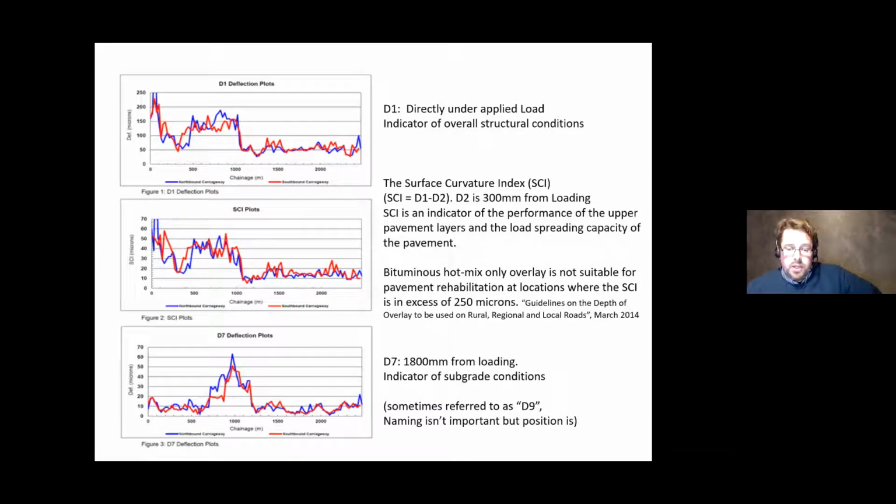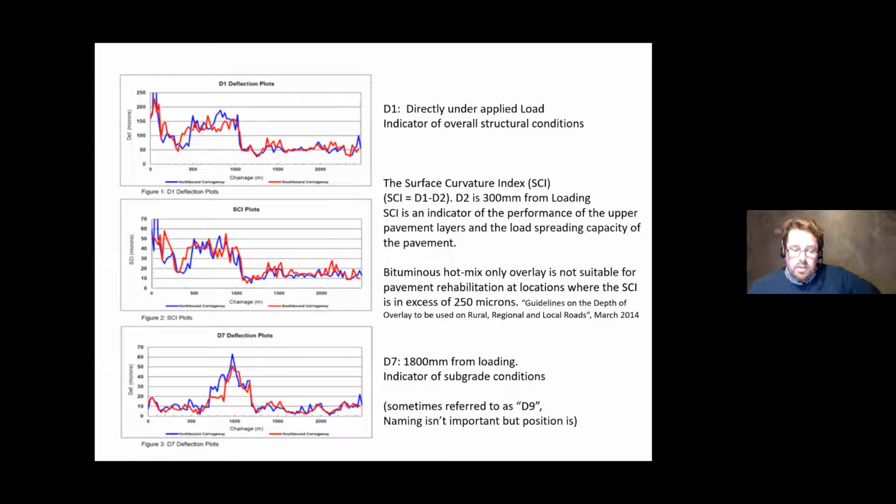Sometimes it's referred to as the D9. The naming isn't important at all, but the location is. This should be 1800 mils from the loading. And this is a point I want to stress here. There are numerous operators operating around the country, and some come in from the UK, and these sensors are set up at different positions. HD31 outlines specifically where these sensors should be. And the D7 should be recording at 1800 mils from the center. Some are recording it at 2100.